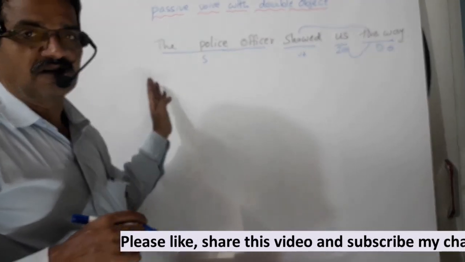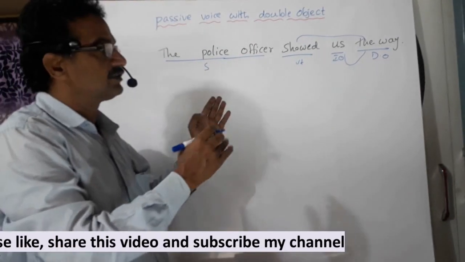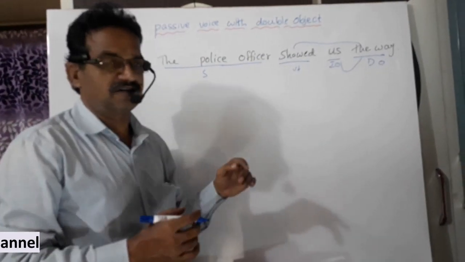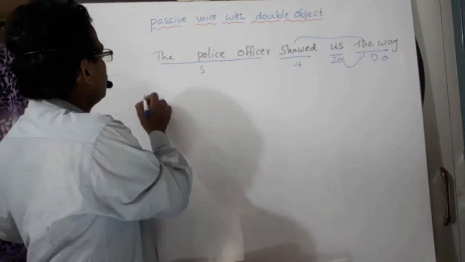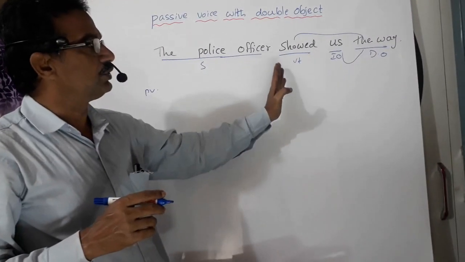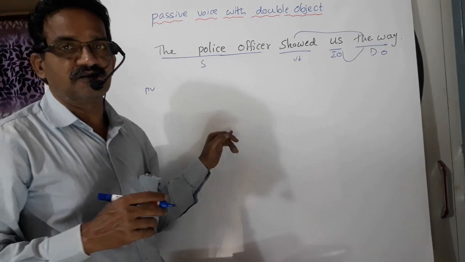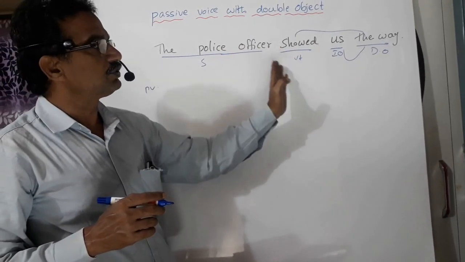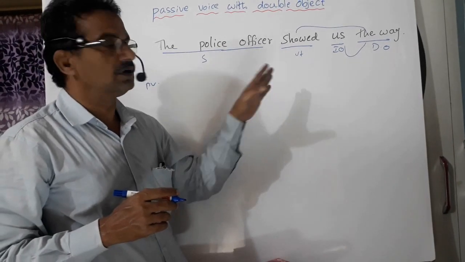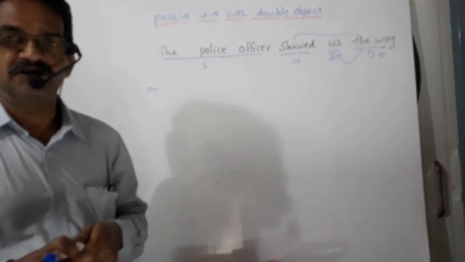The same sentence can also be expressed by placing the indirect object first and the direct object next, or the direct object first and the indirect object next. And the passive form of this sentence is: the way was shown to us by the police officer, or we were shown the way. Either of the ways is right.